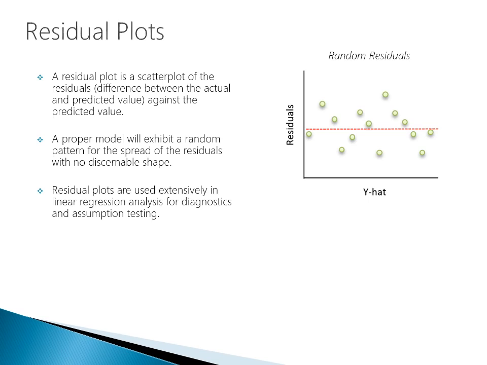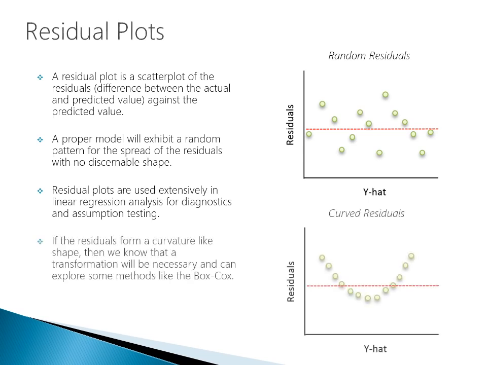Residual plots are used extensively in linear regression analysis for diagnostics and assumption testing, and we're going to get into some of this assumption testing. For example, if the residuals form a curvature-like shape, then we know that a transformation will be necessary, and we can explore some methods like the Box-Cox transformation. So the pattern of these residuals gives us clues in how to work with the data.